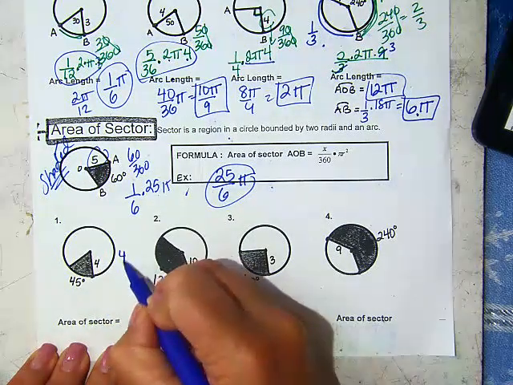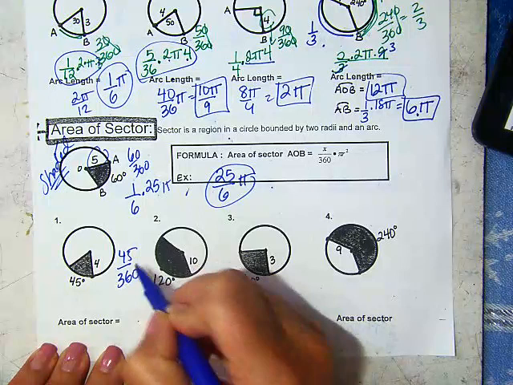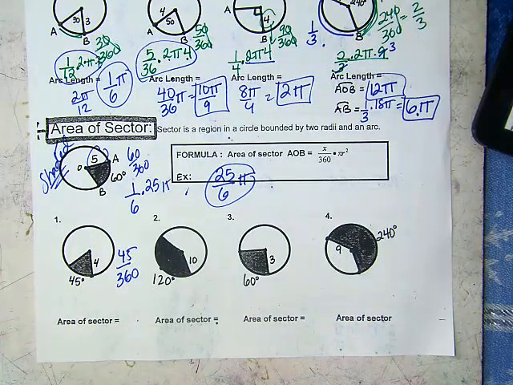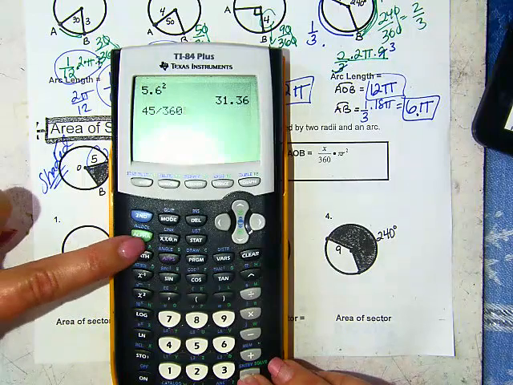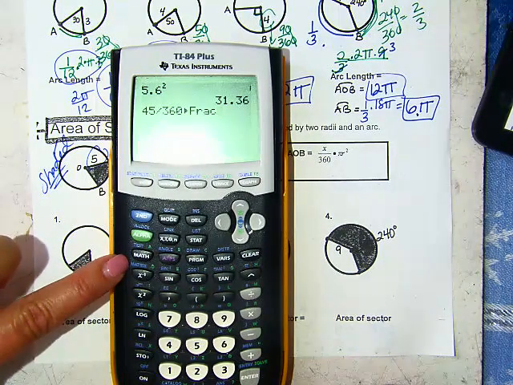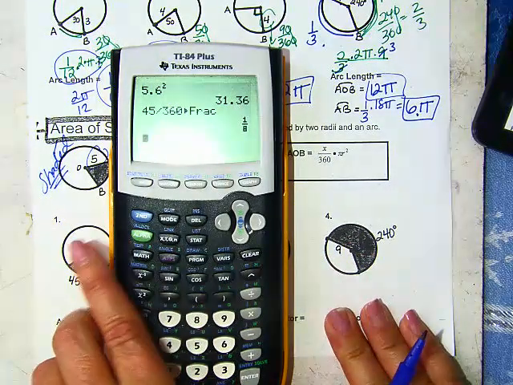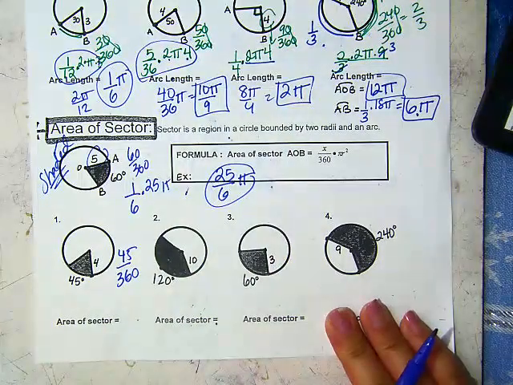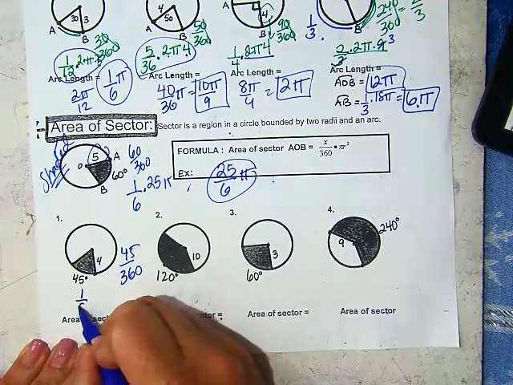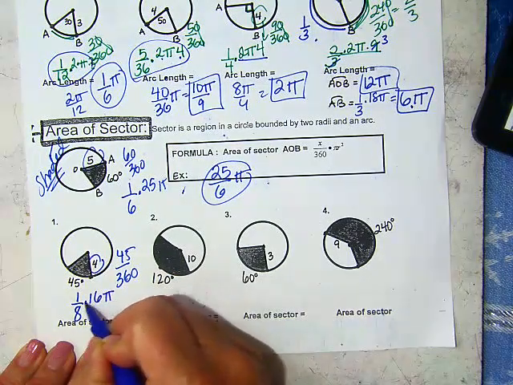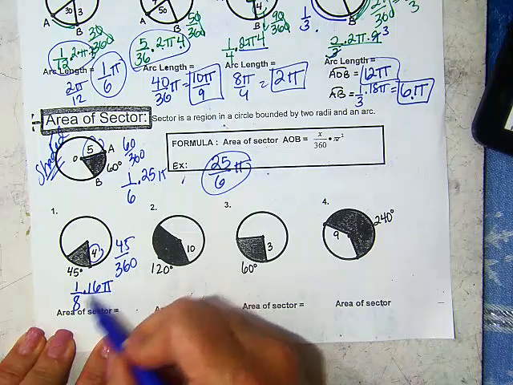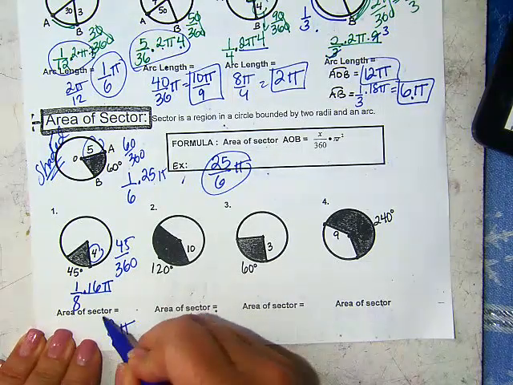This 45 divided by 360 is 1/8. You can always use your calculator if you're not sure how to reduce that. You can take your calculator and go 45 divided by 360, Math, enter, enter, and it reduces the fraction for you, right? Remember how to do that? So I get 1/8. This one is 1/8, and then 4 squared is 16 pi. So this gives me 2 pi.